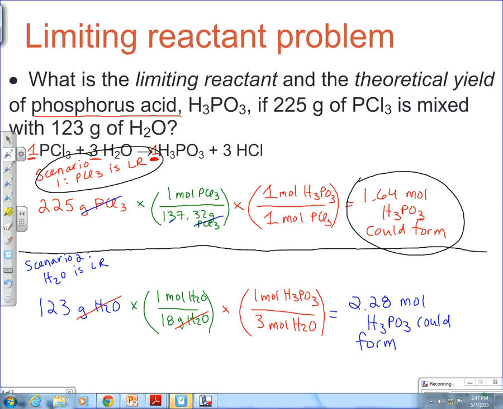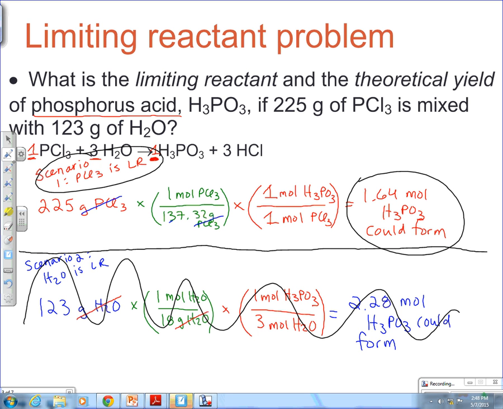It will form only 1.64 moles of H3PO3, and then there will be leftover water, which is not a big deal because water is pretty easy for a chemist to deal with. So that's actually a good thing, practically speaking. What I like to do is once I determine which scenario is correct, I cross out the other one. I don't want to look at the wrong information, so I circle scenario 1 because it forms less product, which means it's correct. The limiting reactant is PCl3, and the theoretical yield of phosphorus acid is 1.64 moles.